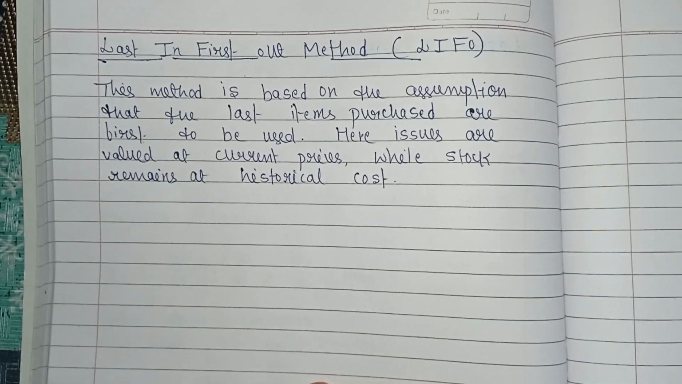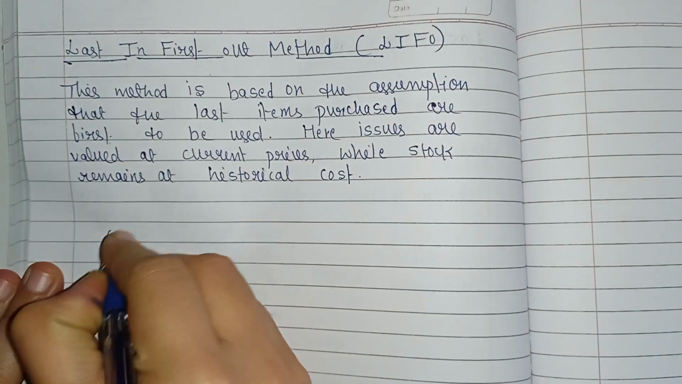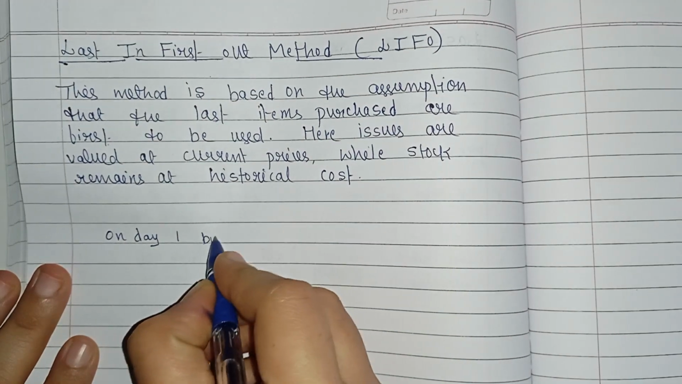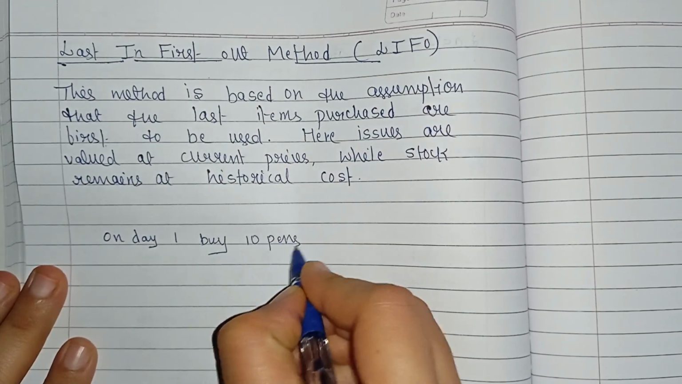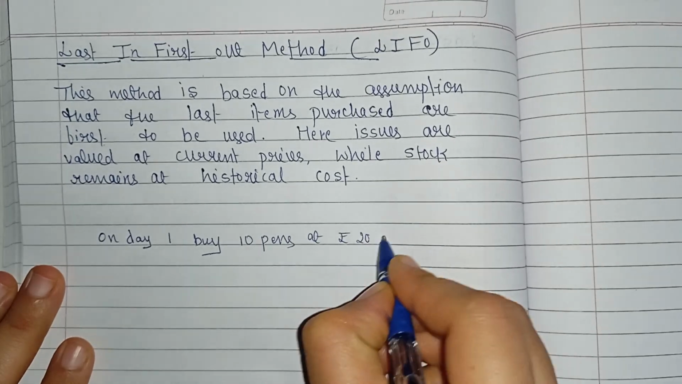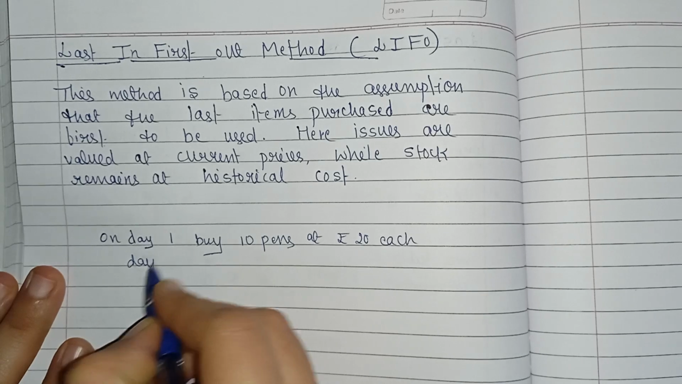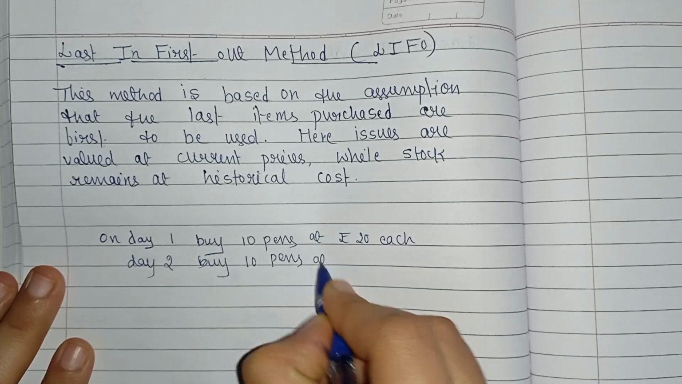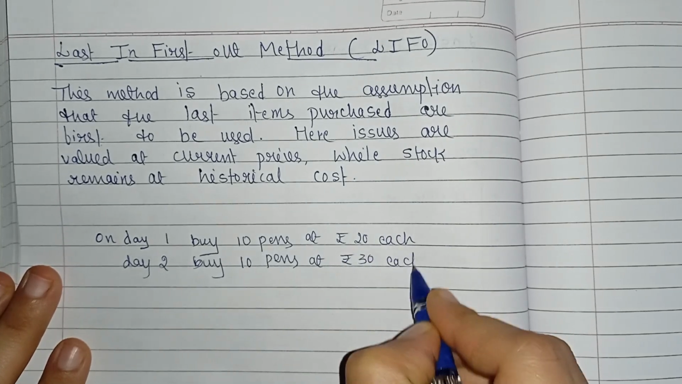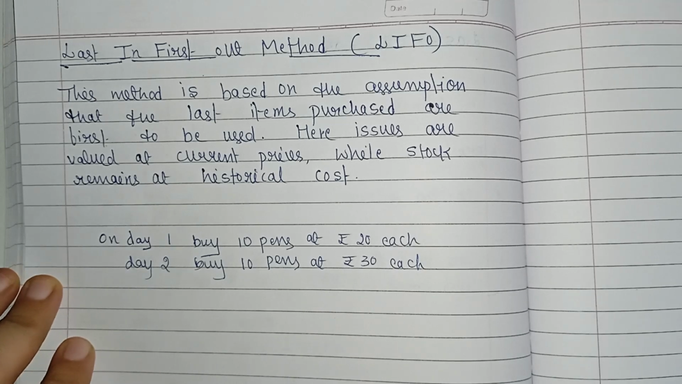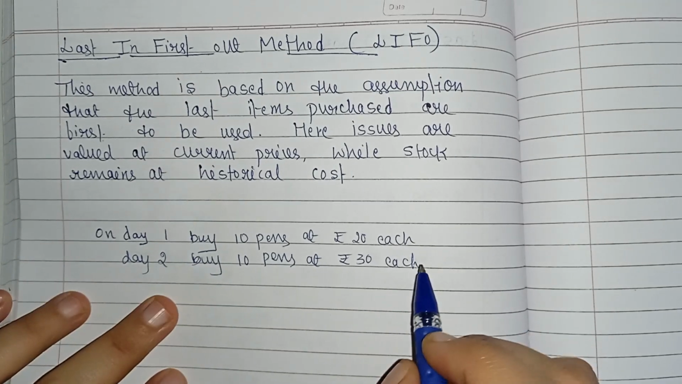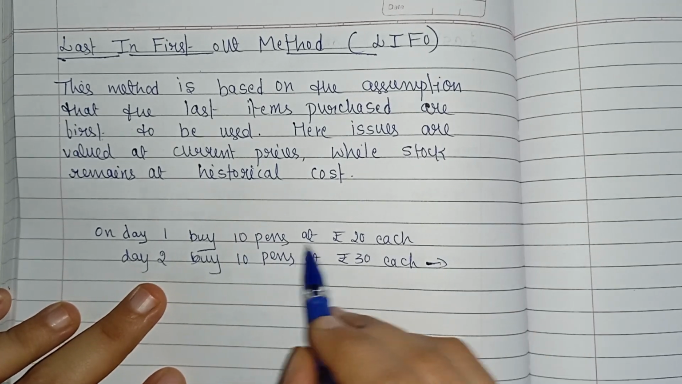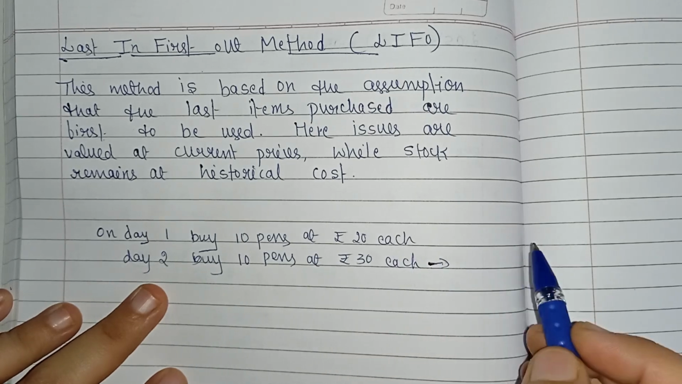For example, take day first. On day first, you buy 10 pens at rupees 20 each. Clear? Now on day second, you buy 10 pens at rupees 30 each. Clear? Here the recent purchase is the second one, that is 10 pens at rupees 30 each, and 10 pens at rupees 20 each is the oldest one.